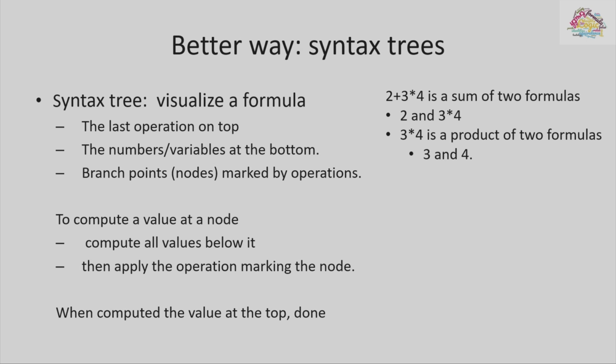So let me show you what the tree will look like. The very, very last thing we would do is a plus. And it will be plus of two things, one of which is a 2. And once we reach the 2, there is nowhere to go. We know that at this point, the value of what we have is a 2. But the other side is still a formula, which is a product of 3 and 4.